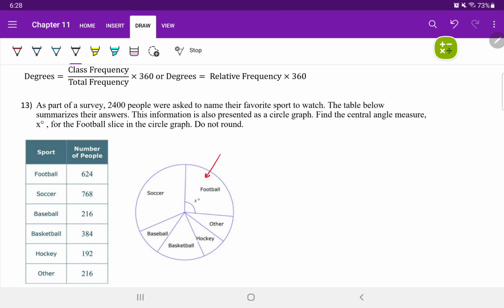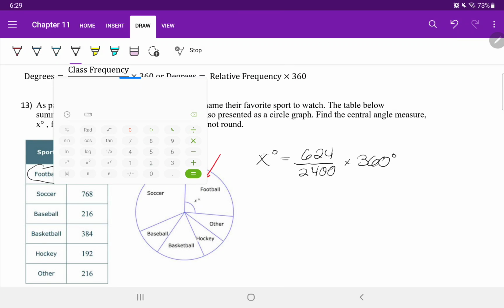Let's do that. To find out how many degrees the football proportion will represent, that is going to be the class frequency, which is 624, which is right here. Let's put x degrees equals 624 divided by the overall total, which is 2,400. And then you're going to multiply that by 360 because there are 360 degrees in a circle. What's that? I believe that's 0.26, but I could be wrong.